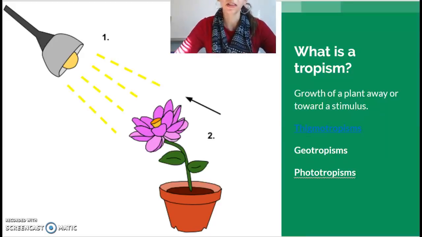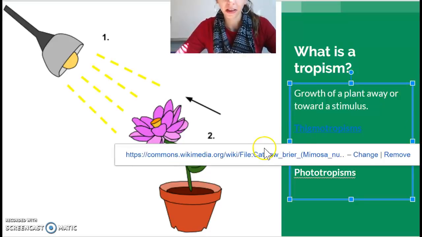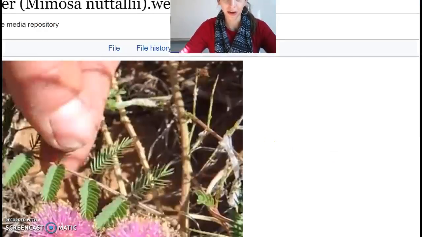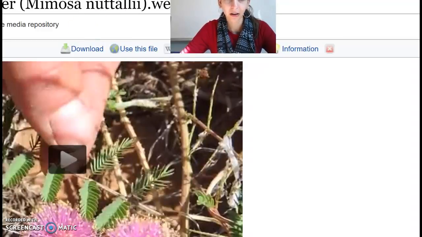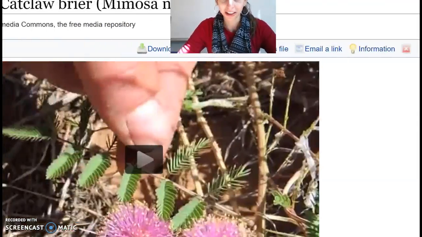Thigmotropisms are when a plant responds to growing away or towards a touch. Geotropism is gravity. And phototropism, of course, is light. Photo meaning light. So let's see if we can check out some of these thigmotropisms here in this video. If I can move this over to you guys, we're going to check out a particular plant that has a very interesting thigmotropism.